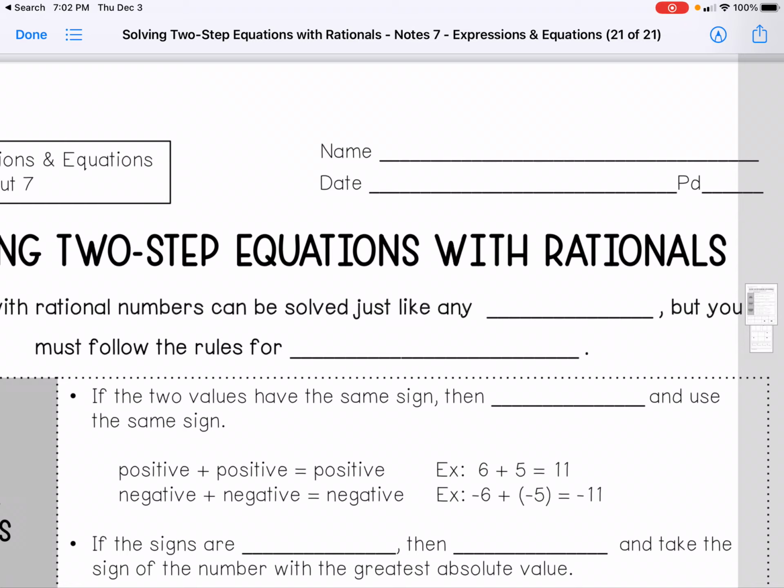Moving on to today's notes. We are still going to be solving two-step equations, except now we're going to have rationals, which means we're going to have negatives, positives, fractions, that kind of thing. So it's still going to be the same process though, so no panic. All right, equations with rational numbers can be solved just like any other equation. So any equation.